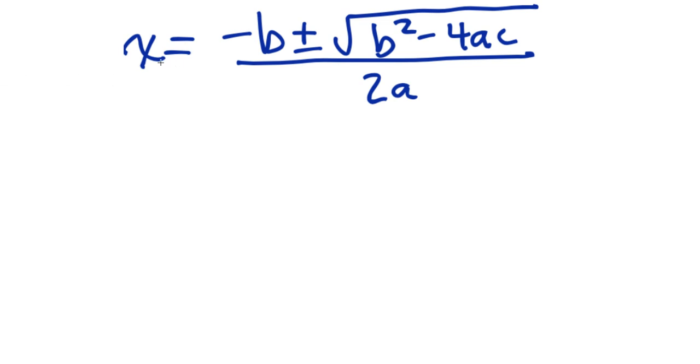Okay, guys, you see the beast. X equals negative b plus or minus square root of b squared minus 4ac over 2a, the quadratic formula.